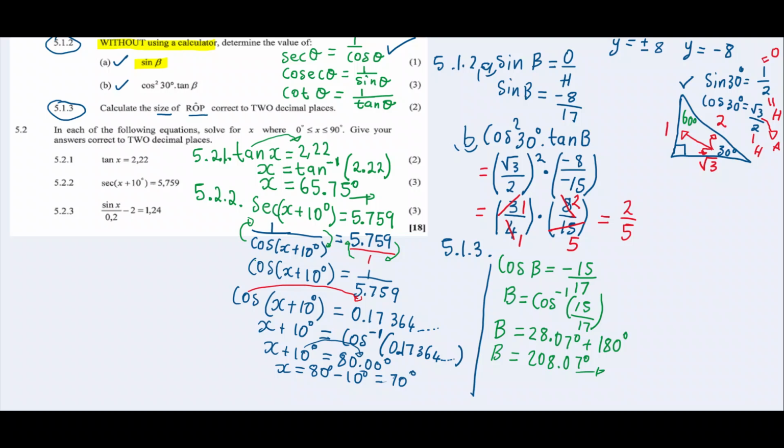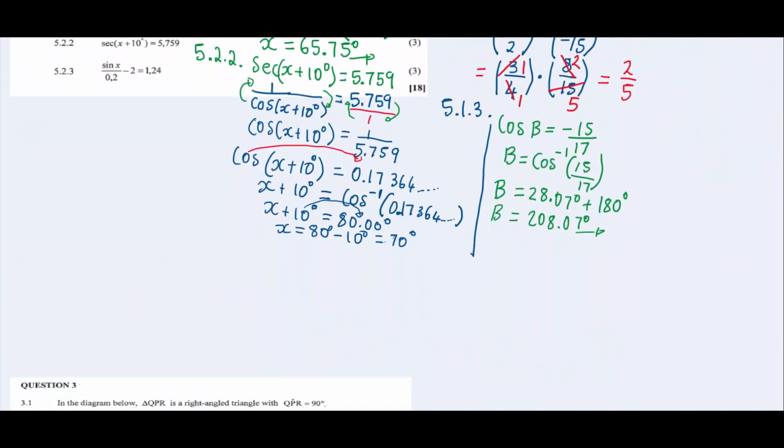So the answer here is going to be 70 degrees, right? I hope you guys understand what we did here. The first thing that we did was to make use of the reciprocals. If you're not familiar with the reciprocals, please write them down and practice them, so that when you see the reciprocals, you can simply change them to trig ratios and work with them, right? Because these are reciprocals of our trig ratios.